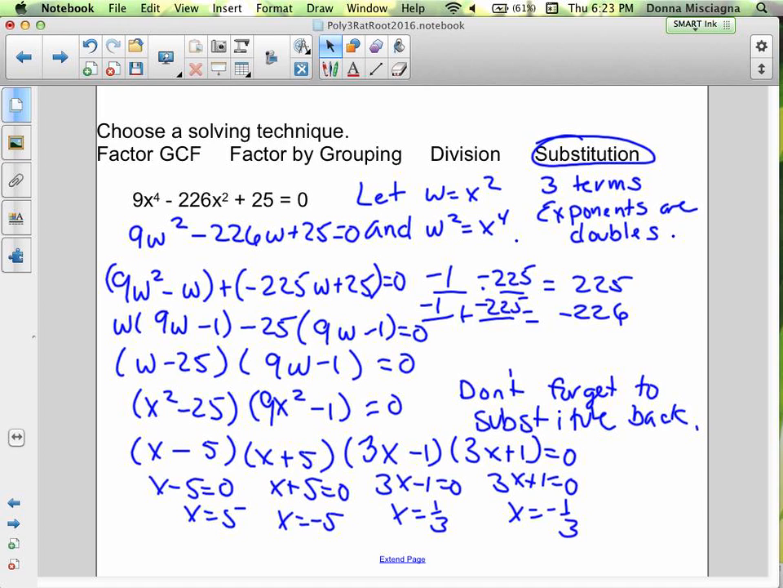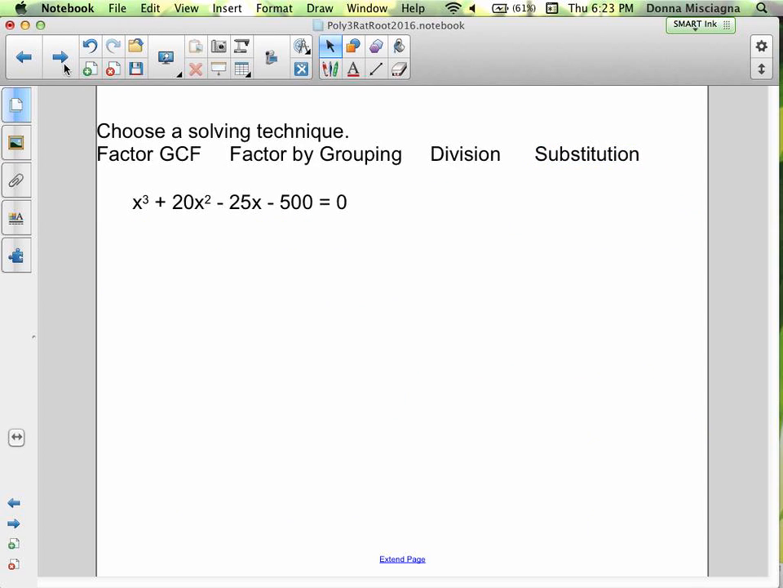All right, last problem. Which means, and see, we did that one a lot faster when I wasn't writing all the steps and words in. Last problem. All right, so we want to choose a solving technique. Choose which one you think: factor greatest common factor, factor by grouping, division, or substitution. Who do you think we should choose? Okay, go to the next page, make your selection, hit submit, and come right back.